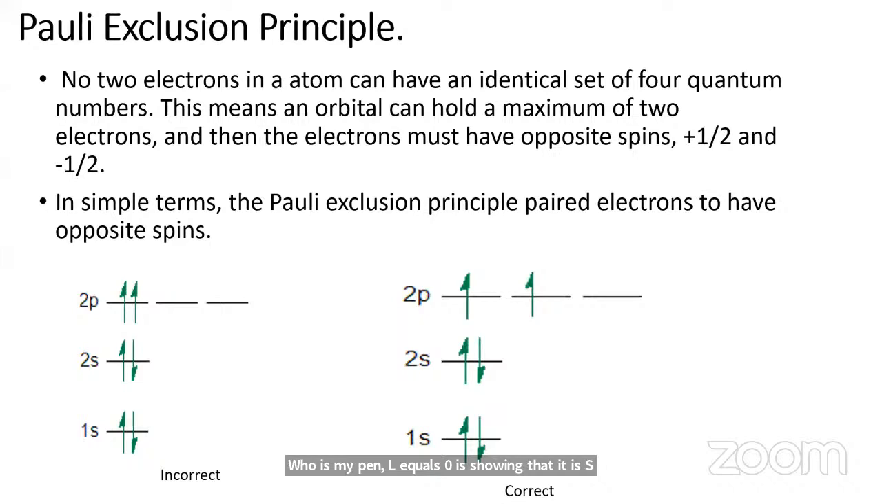Now, if I have n equal to 2, L equal to 1, and I have ML, then ML is going to be -1, 0, plus 1. The reason is this. I am saying that if my n is equal to 2 and my L is equal to 1, then it is a 2p orbital. And if it's a 2p orbital, I have 3 degenerate 2p orbitals, which are 2px, 2py, and 2pz. That is -1, 0, and +1.